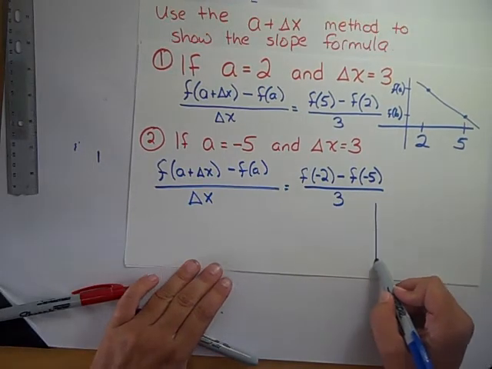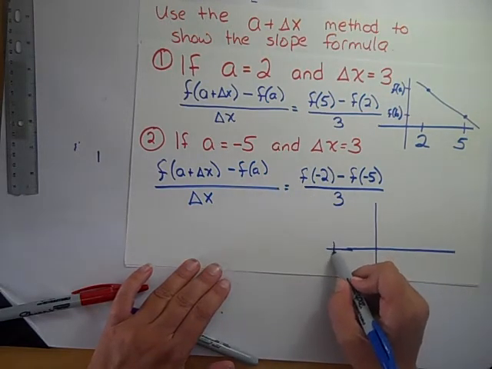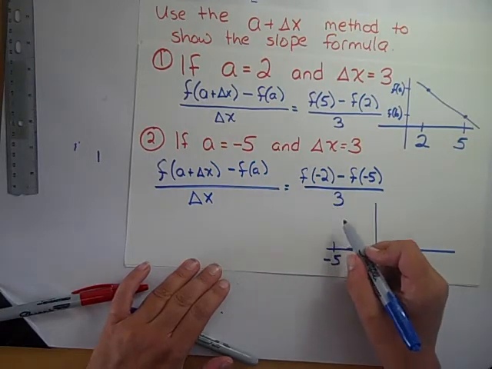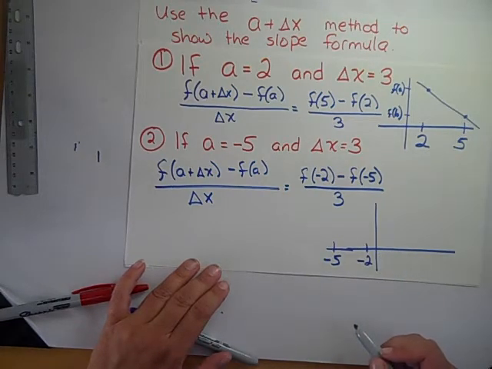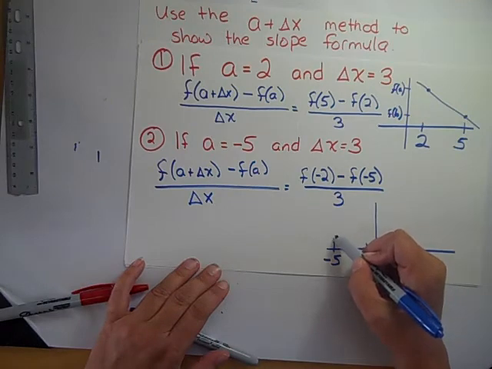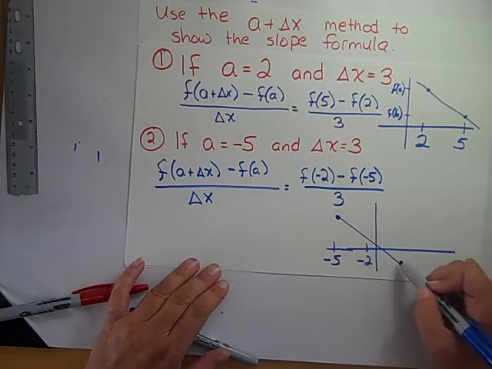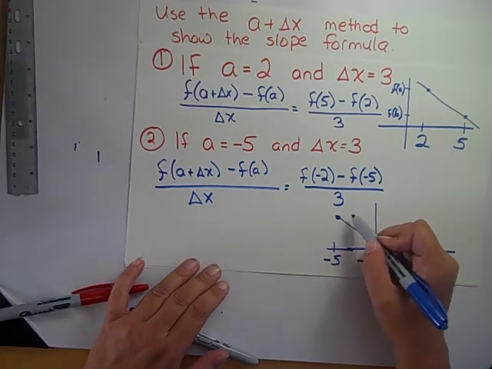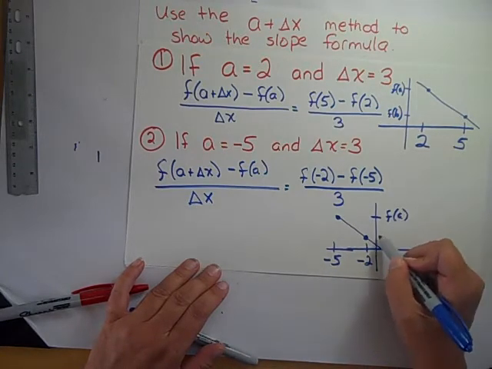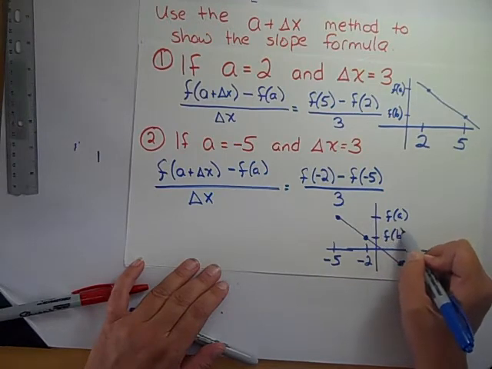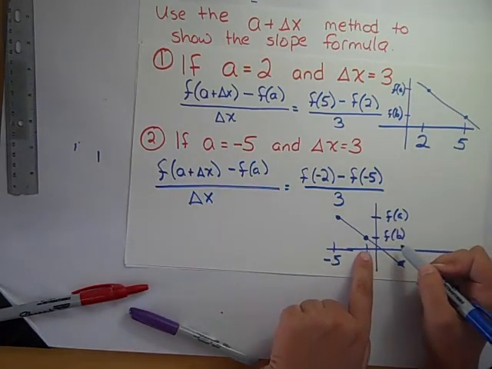If you were to draw a representation of that in a graph, a would be negative 5, b we figured out would be negative 2, and depending which way you drew your line, we could have a negative slope. So there's our line, and this would be f of a, and this would be f of b. That's f of a because it corresponds to the a value, and that's f of b because it corresponds to the b value.